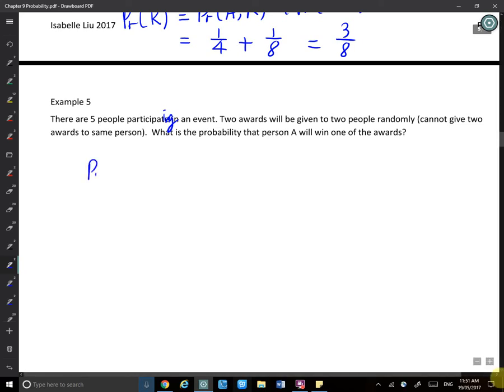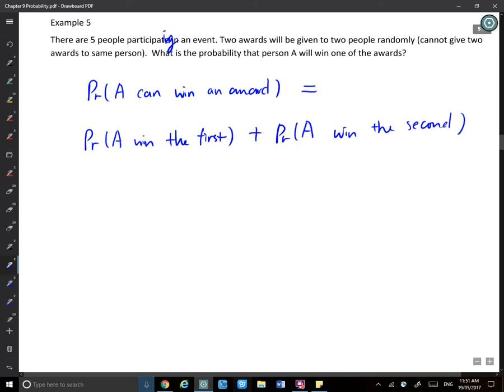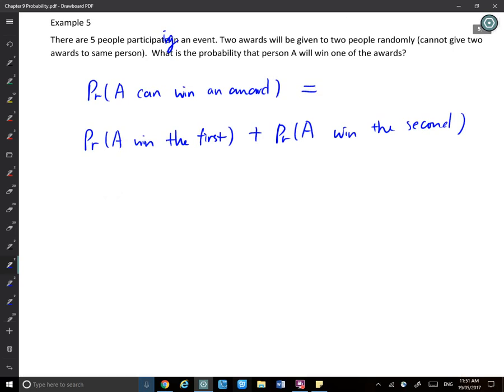Let's say the probability A can win an award equals the probability A wins the first plus the probability A wins the second. A can win one of them: you win the first one plus you win the second one. There's no intersection between winning the first one and the second one because you can't win both. So it's either win the first one or win the second one.